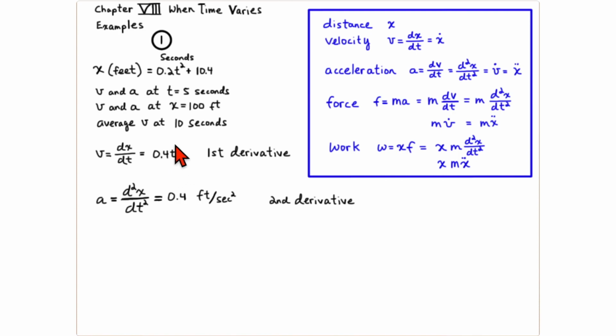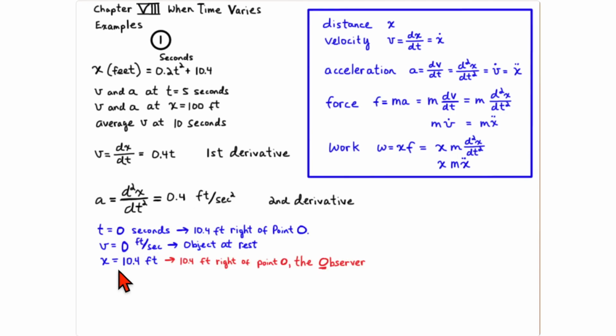This is a linear equation, and it's also proportional to time. And acceleration is equal to the second derivative, and this is constant, does not change over time. It's 4/10 feet per second squared. So you begin to look at these problems, and the initial calculations are pretty straightforward. When time is 0 seconds, that body is 10 4/10 feet to the right of point 0.